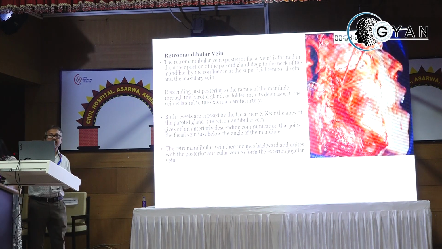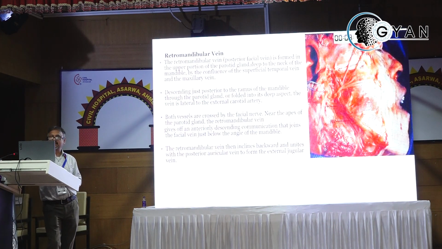Again, the retromandibular vein is the posterior facial vein. It's formed from the upper portion of the parotid gland, deep to the neck of the mandible. Descending towards the posterior border of the ramus of the mandible through the parotid gland, it's folded in this deep aspect. Usually, it is lateral to the external carotid artery. So you don't get to see the ECA, but you will end up seeing the retromandibular vein if you go deep into the parotid gland.